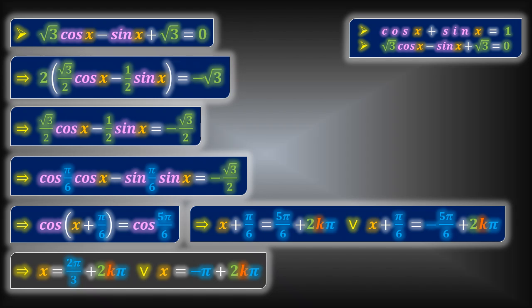By rewriting each equation in a suitable form and applying classical trigonometric identities, we reduced both problems to simple cosine equations and obtained all their real solutions.